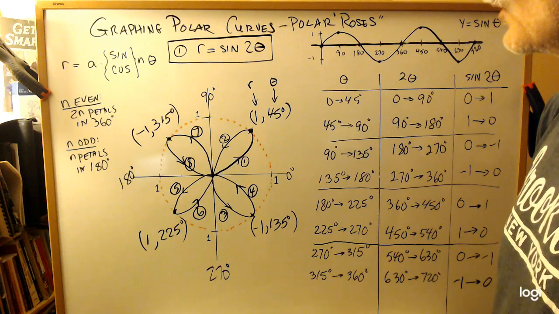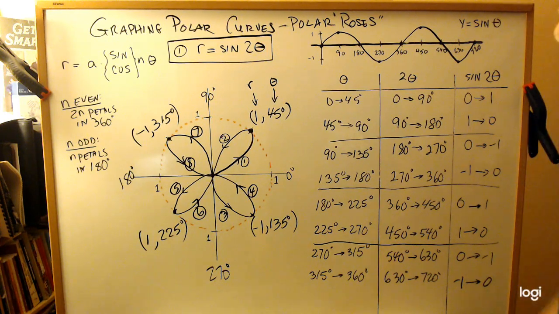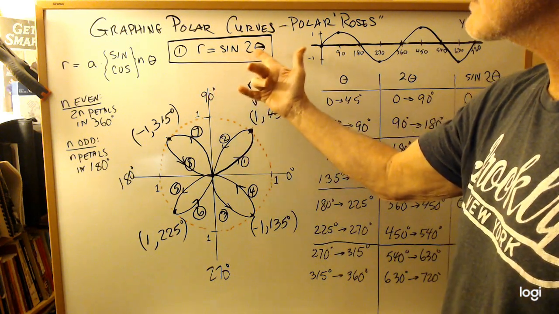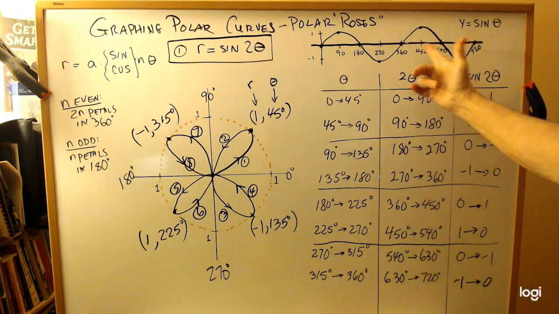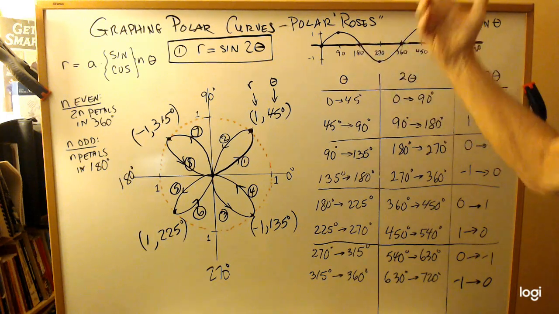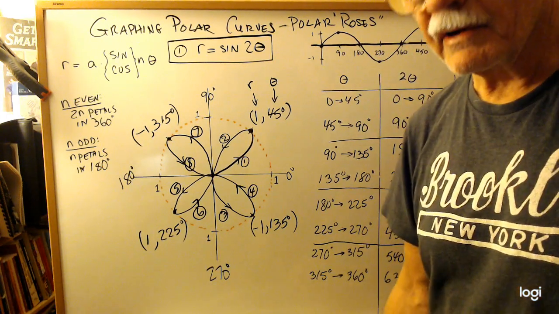And before we go on to the next one, why don't you see if you can make a sketch of r equals sine 3 theta, make yourself a similar table. We're still going to use the same diagram, and we'll see how it works for you. Until then.